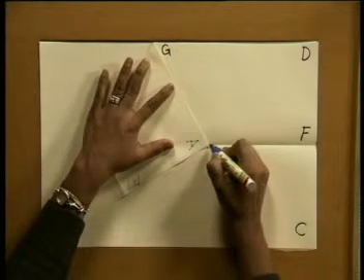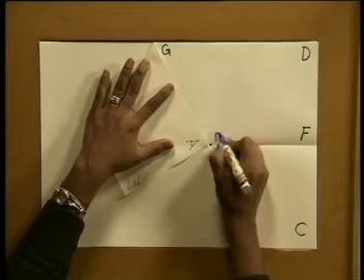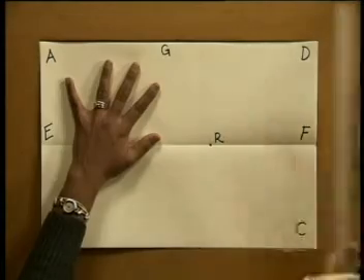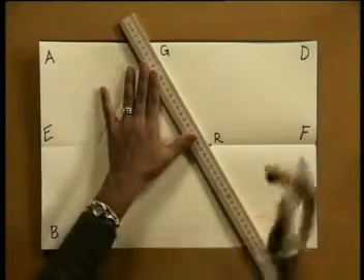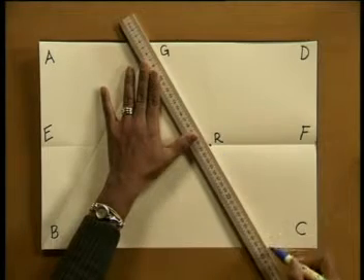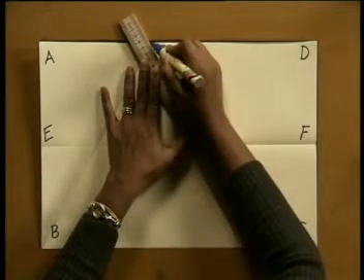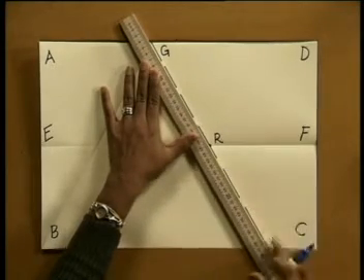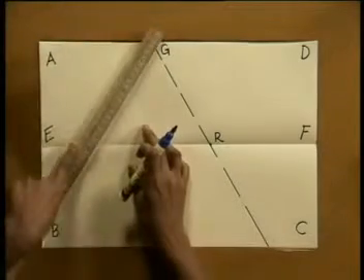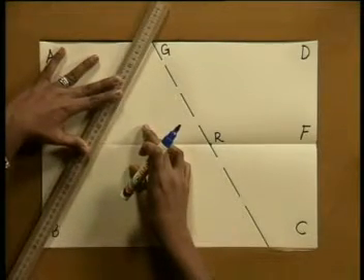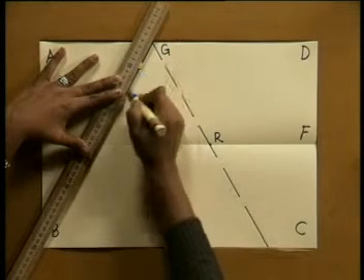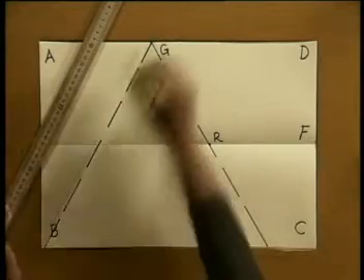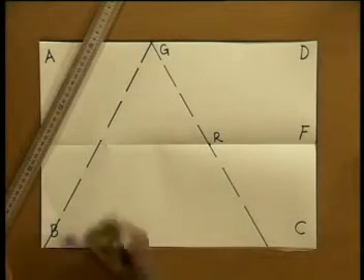I mark the point where point A touches the fold line as R. And we then open up the page. Now, we construct a line through point G and R to the bottom of the page. There we go. And I will just draw in another line here so we can see our triangle better. And there we go. So this is now our equilateral triangle, BGR.